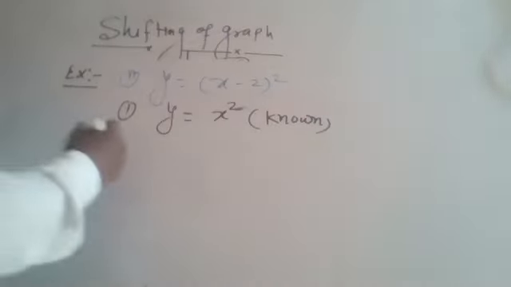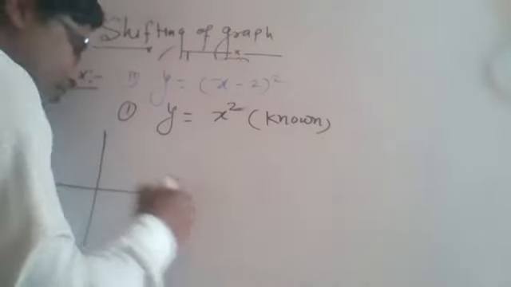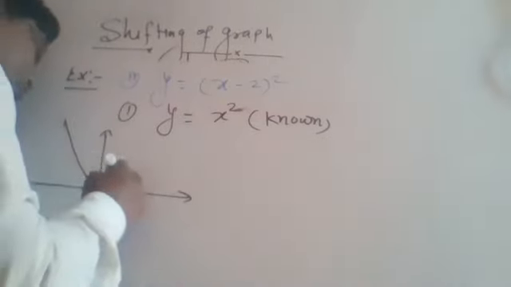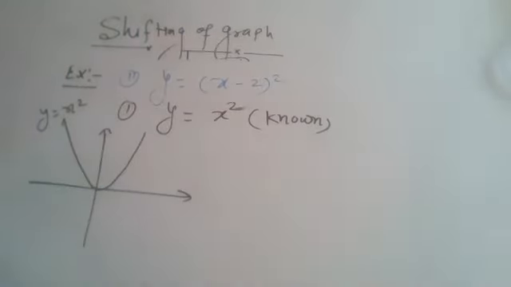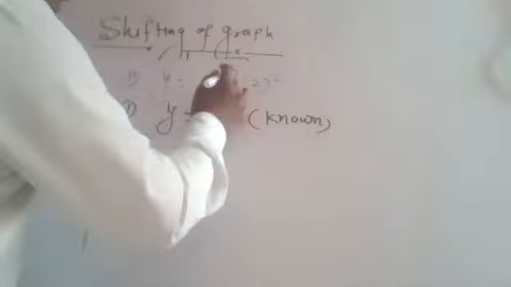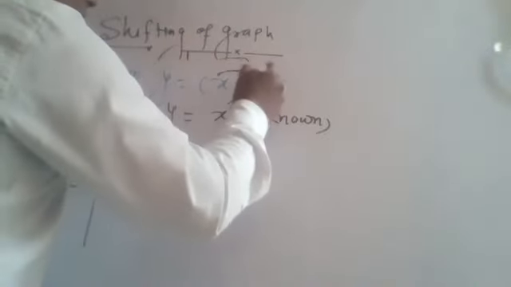We know very well the graph of y equals x square; I told you yesterday. The graph of y equals x square is like this one. This is the graph of y equals x square. We have to just draw it, and after that, what do we have to do? Just see, here the constant is subtracted from the variable.